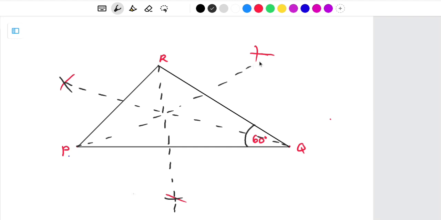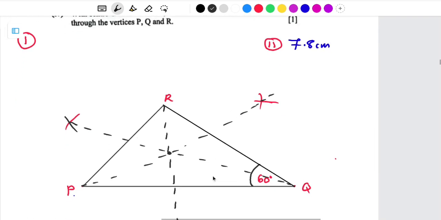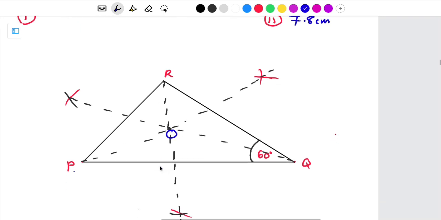So going that side. Let me just take it somewhere here. Like I said, this one is not drawn to scale, so what I'm doing is the right thing. You just have to use the compass. Meaning to say point O is going to be somewhere here. It was saying, let them meet at O. So O is going to be here. Let me just draw O. That is where O is going to be.